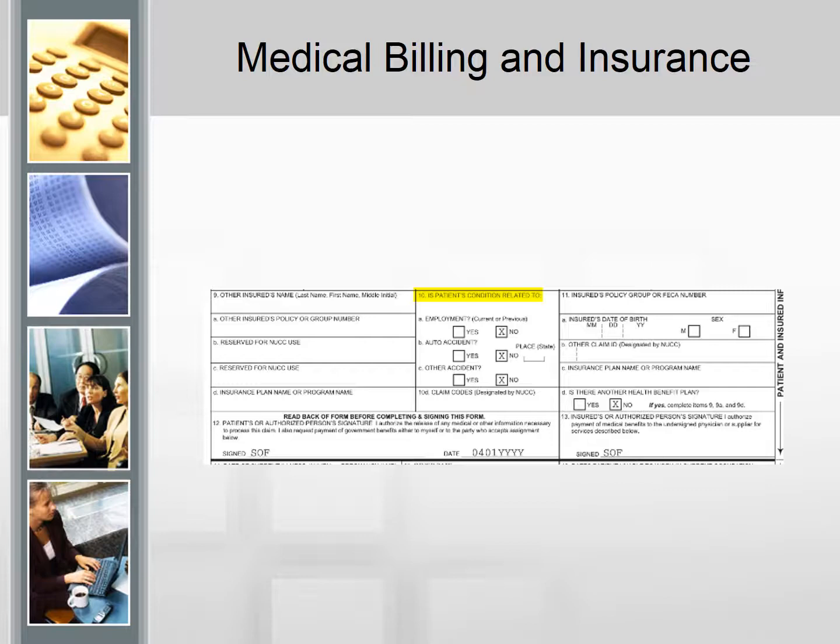Line B is typically left blank. There are occasions where we would complete this with a claim number, such as for a workers' comp claim or a property claim, but generally speaking, we're going to leave this line blank.